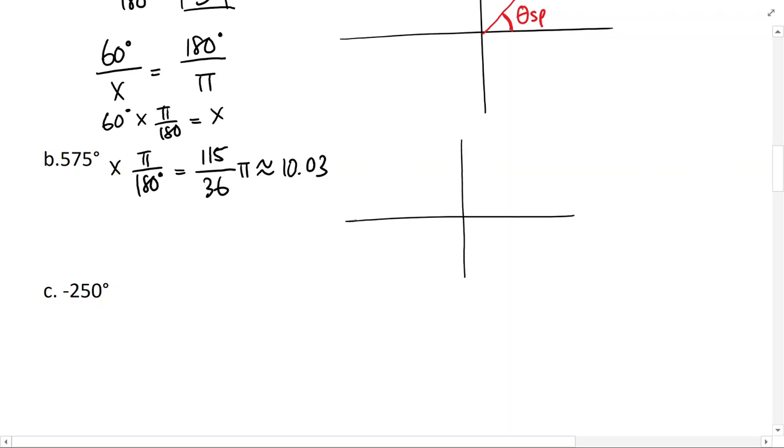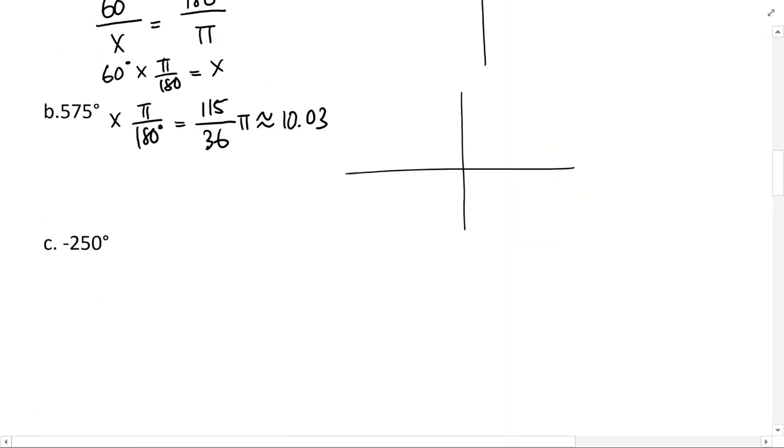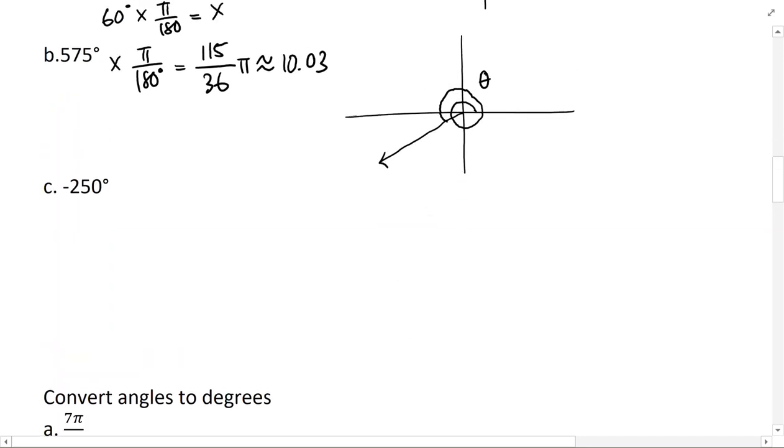So for 575, from the initial arm, it's positive, so we're going to go around counterclockwise once. That's 360. And we'll actually need to go all the way to that third quadrant before we reach that standard position angle. Here's our angle. And the last one here, 250.